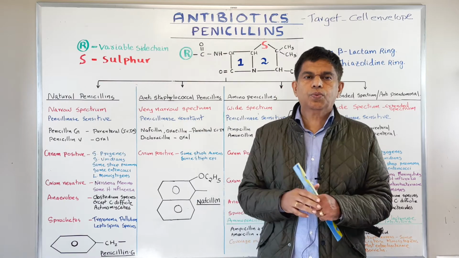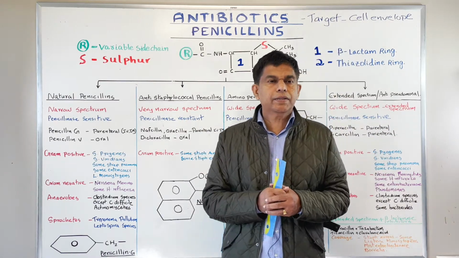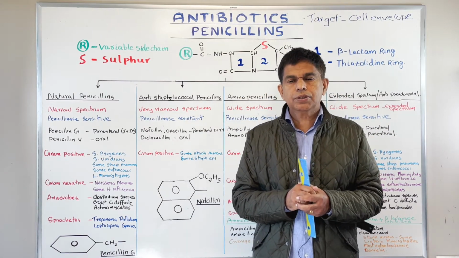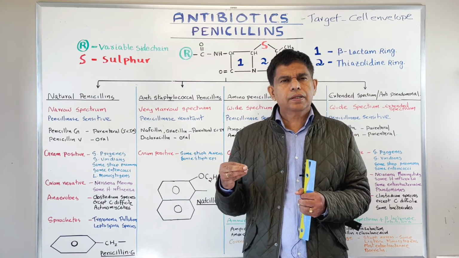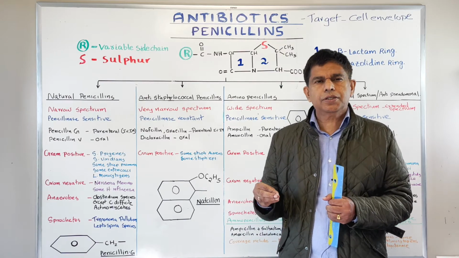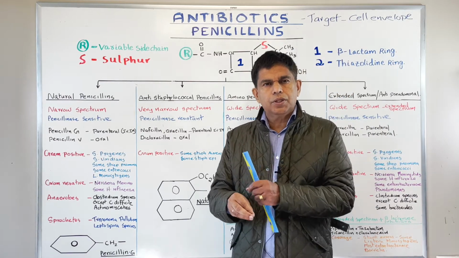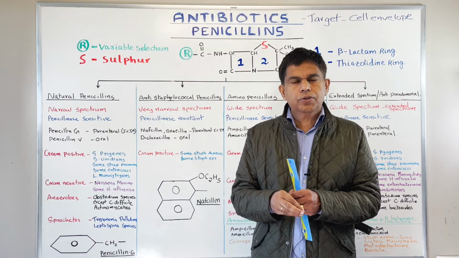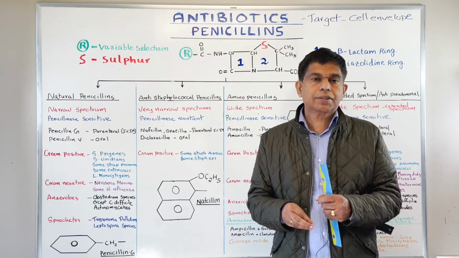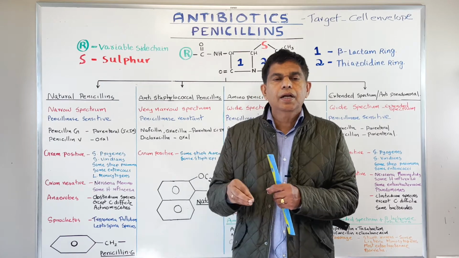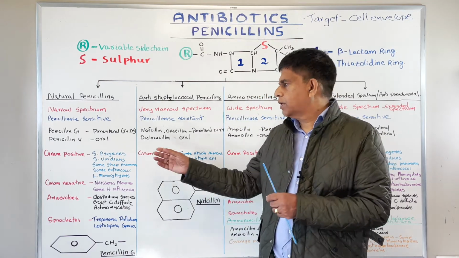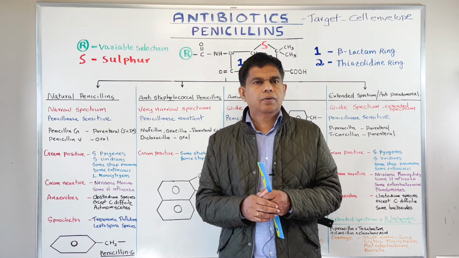So let's look at each one. First one is what? Penetration. So what happens is these drugs do not have enough penetration into the human cell through the cell wall. So it's not going to work on intracellular organisms, especially Rickettsia and Legionella, but it will work on extracellular organisms.